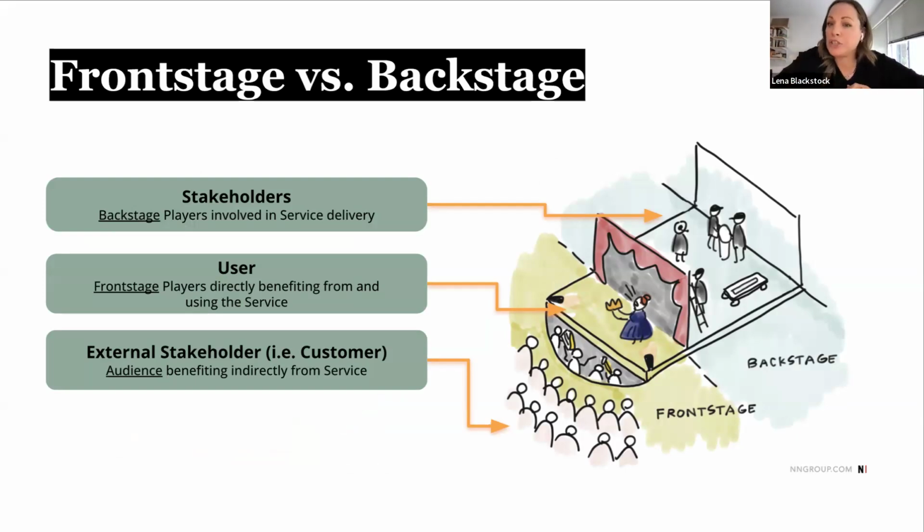So if I use the admissions journey example from the last module, the stakeholders would be the teams and organizations involved in delivering the admissions experience. Again, we talked about the departments within the colleges, financial aid, all those different areas. The user would be the college applicant. And then the external stakeholders here would be the parents, maybe other family members, maybe friends.